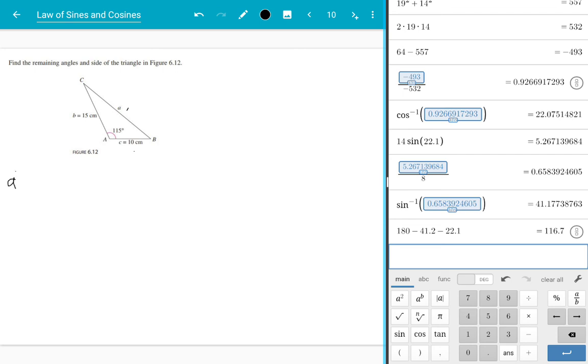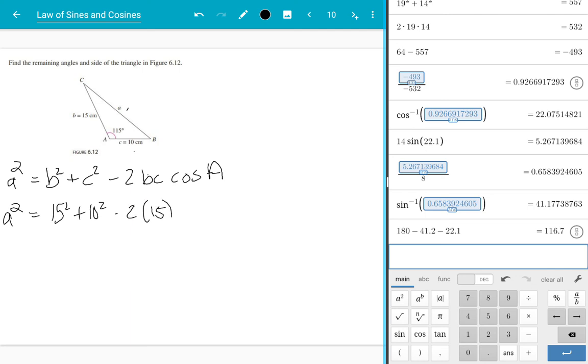So A squared is going to be equal to, that 2 does not want to come out when I write this formula. Look at that. Yep, okay. A squared, there we go, equals B squared plus C squared minus 2BC times the cosine of A. Okay, so we're going to be solving for A. So A squared equals 15 squared plus 10 squared minus 2 times 15 times 10 times the cosine of 115. So A squared equals 225 plus 100 minus 300, sorry.